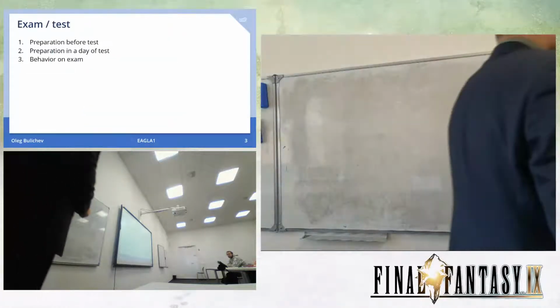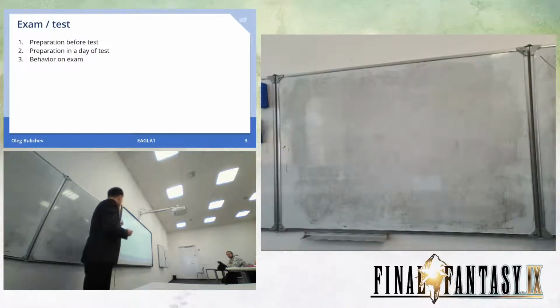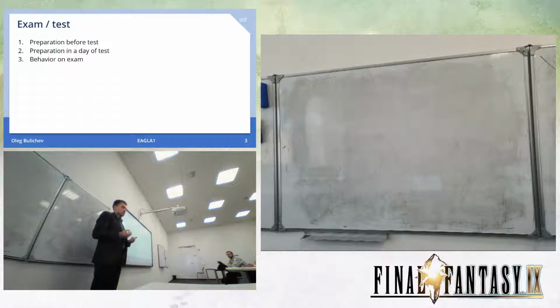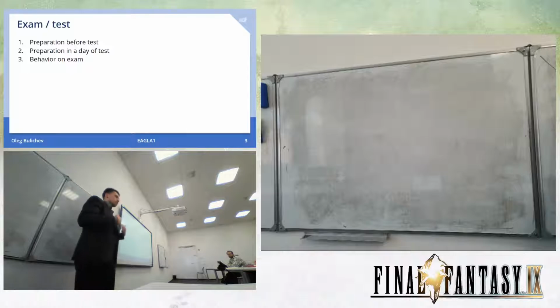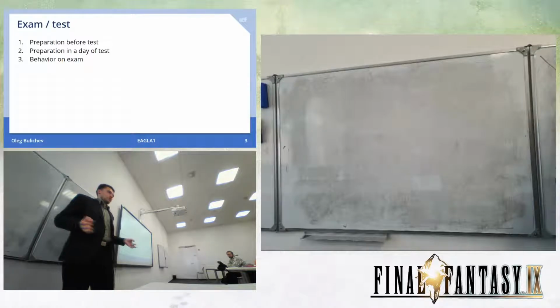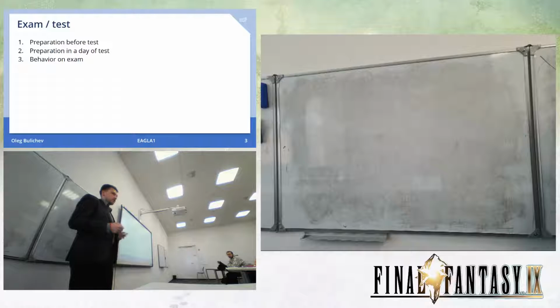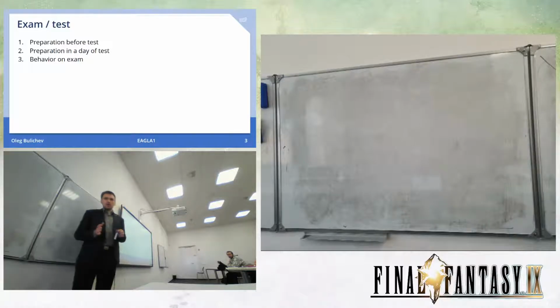About preparation. Actually, as for me, we have 3 steps. First of all, it's preparation before the test. After this, preparation on the day of the test, so in the morning, and behavior in the exam. It's applicable not only for analytical geometry, but for every course. Even more, it seems not only for courses, but in everyday life too.